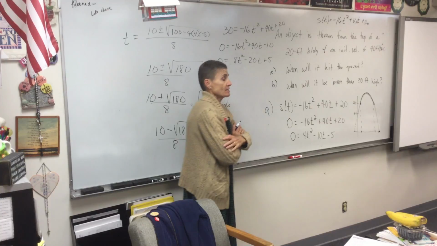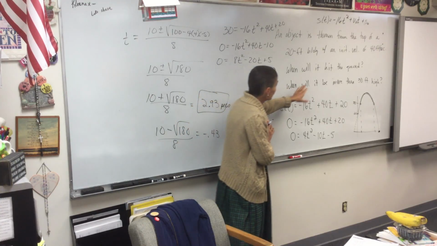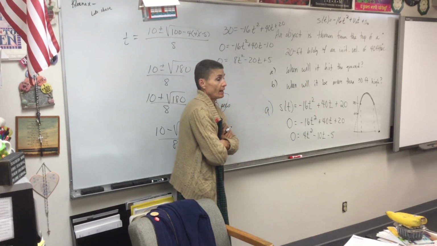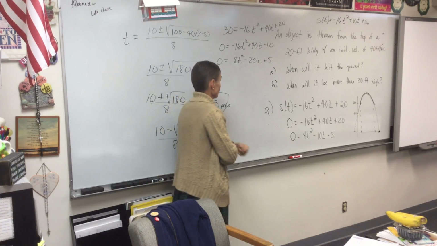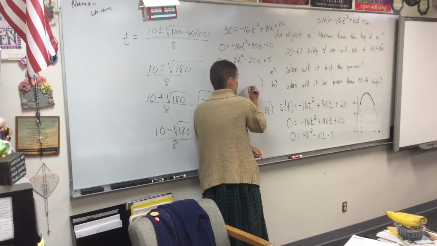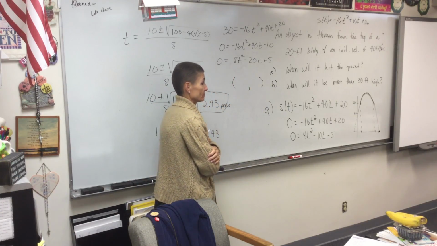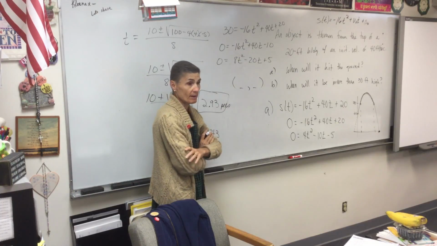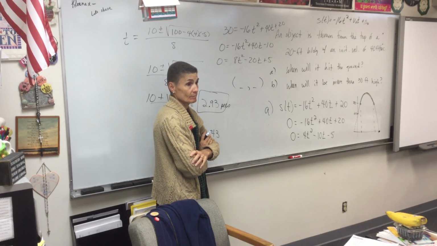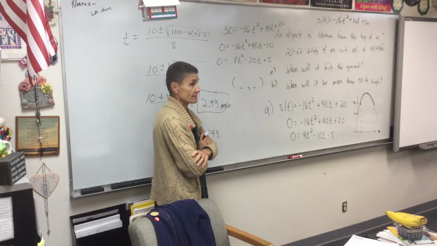So how will I answer the question? When will it be more than 30 feet high? How will I answer the question? With parentheses, and my 2 x values here that come out of that, or my 2 t values that come out of that. Is that right?